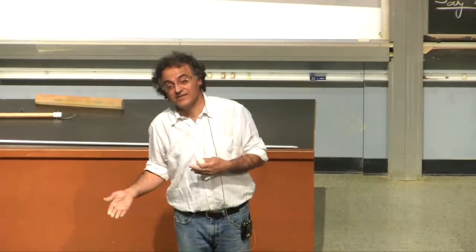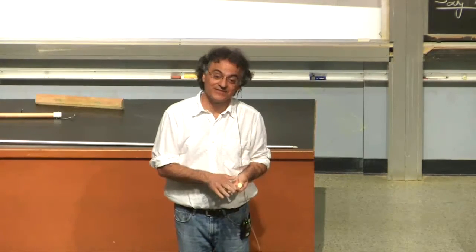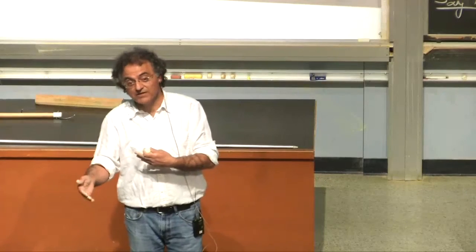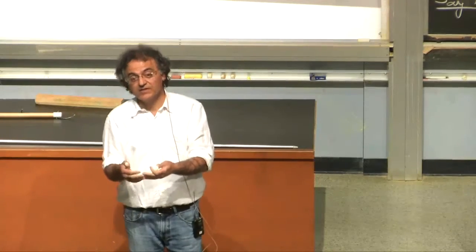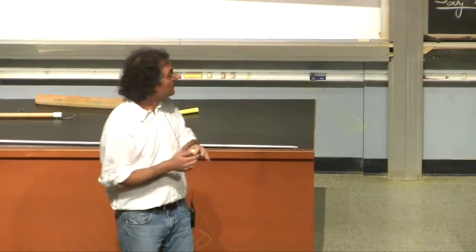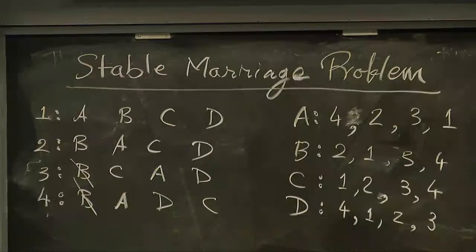What if it's not possible? So what we'll actually show is that one always exists, and this will always find it. Because it always halts, it always produces a pairing, and whenever it produces a pairing, it's stable. So it shows that no matter how the preferences are arranged, there's always a stable pairing.